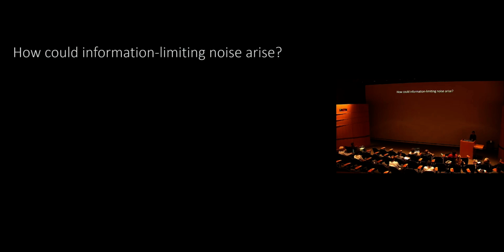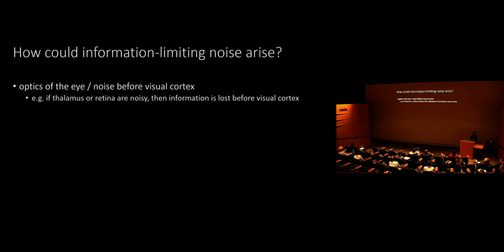So one hypothesis is that the noise is coming before visual cortex. Say there's noise in the retina or in the thalamus. If the thalamus, the on-off cells or whatever, are biased in some way, then this information is lost before it even gets to visual cortex, and all the neurons are going to think the stimulus is wrong. So that's not a totally crazy thing to think might happen.